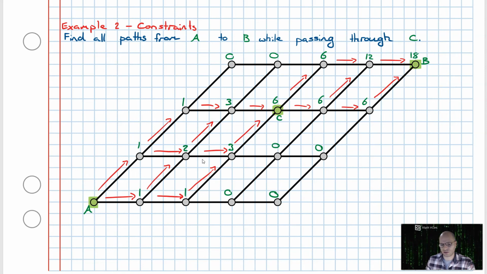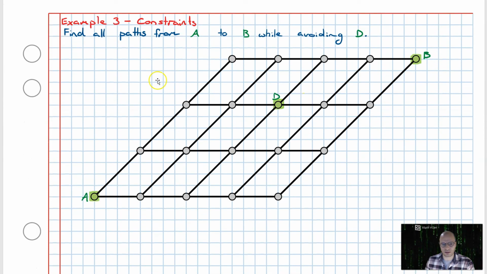So in summary, to solve this particular question where you must pass through a particular node, what you need to do first is identify all of the nonsensible pathways that would lead backwards, and assign them a value of 0. Draw in your arrows to the rest of the nodes that are sensible, and then just follow the algorithm of summing the pathways together until you finally get to the end node. So that's example 2.